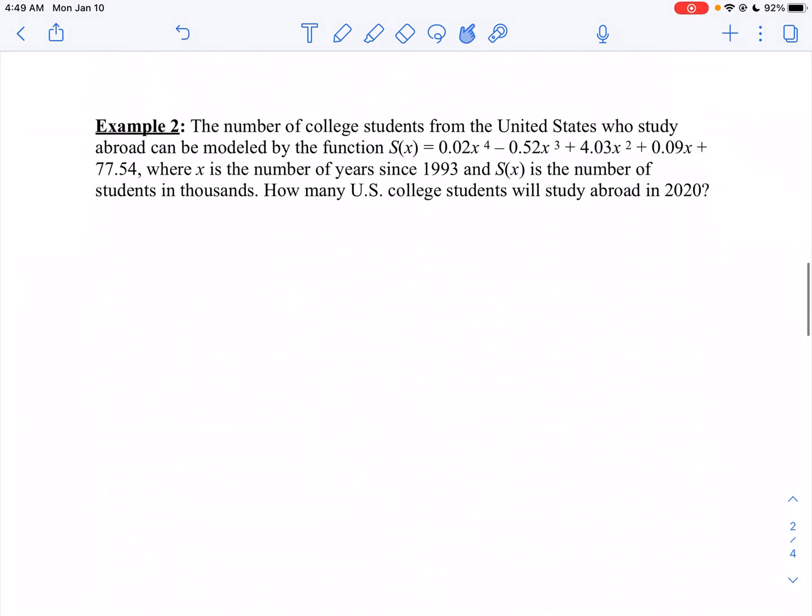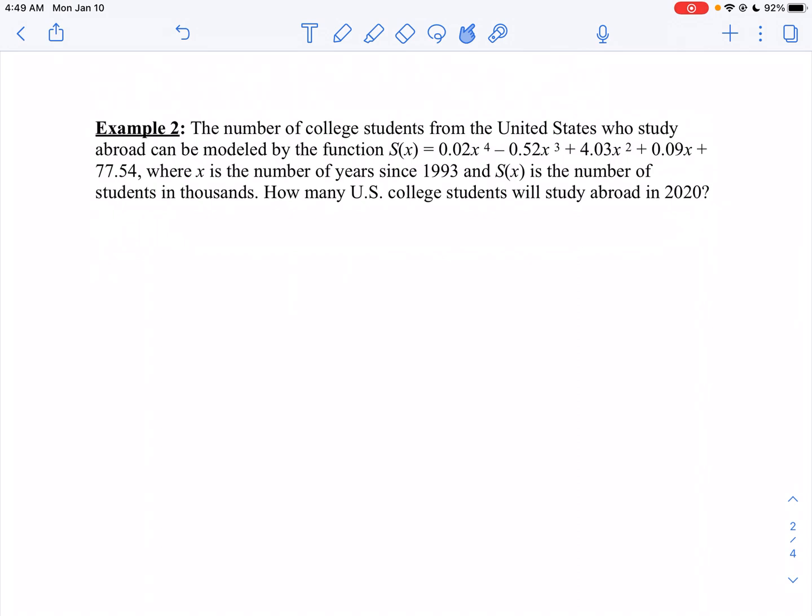Let's take a look at example 2. It says the number of college students from the United States who study abroad can be modeled by this function: 0.02x to the 4th minus 0.52x cubed plus 4.03x squared plus 0.09x plus 77.54, where x is the number of years since 1993. And S of x is the number of students in thousands. How many U.S. college students were abroad in 2020?